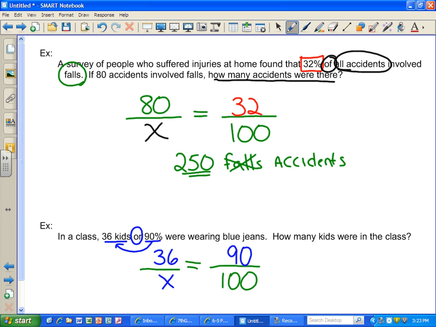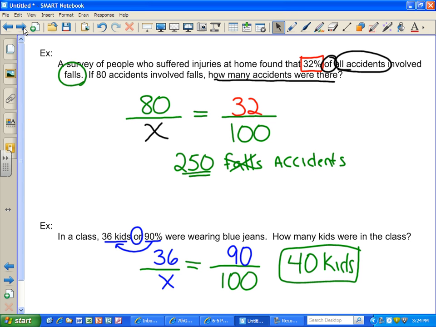In a class, 36 kids or 90% were wearing blue jeans. How many kids were there in the class? Logically, you want to think about whether x is going to be more or less than 36. 36 only represents 90%, so obviously it's going to be more. So do your cross products. When you solve it, there are 40 kids in the class.